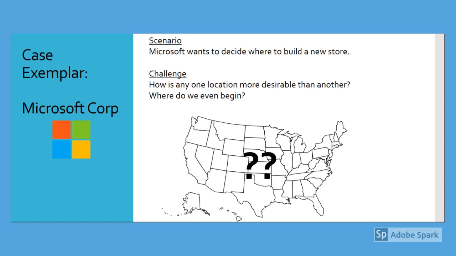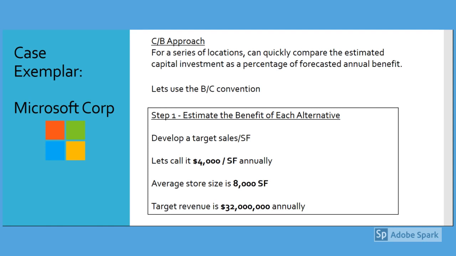Now it's time for a fictitious case study. Let's say we are Microsoft Corp, and we're trying to decide where to build a new store. The challenge is in determining how is one location more desirable over another. Where do we even begin? Using the cost-benefit framework, we could compare the estimated capital investment as a percentage of forecasted annual benefit.